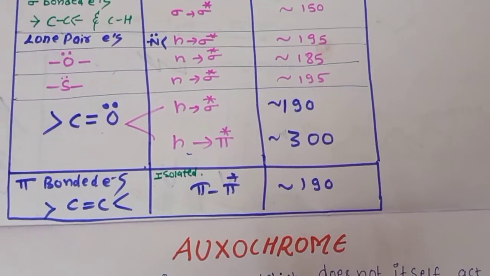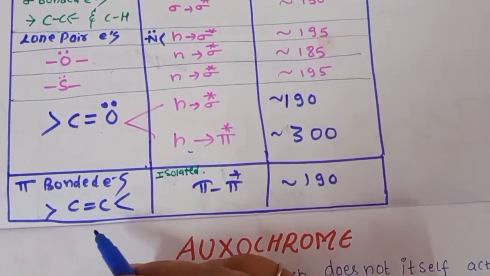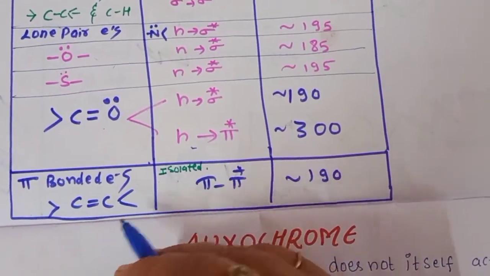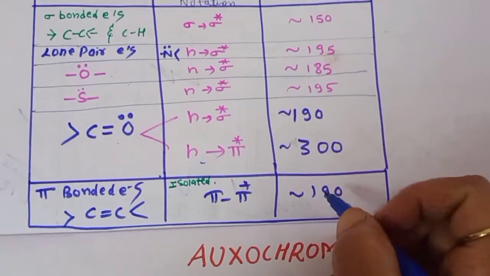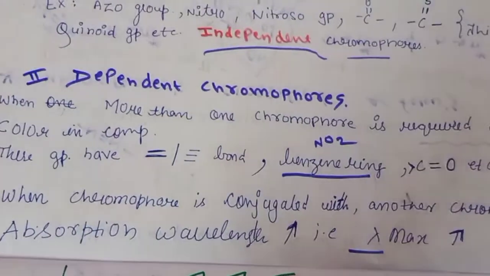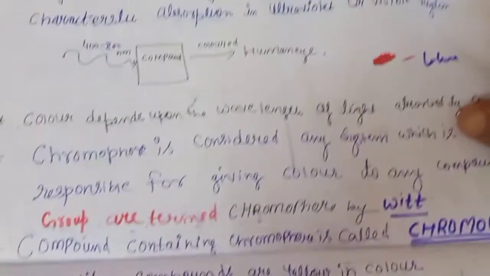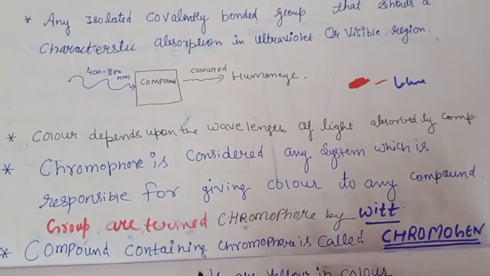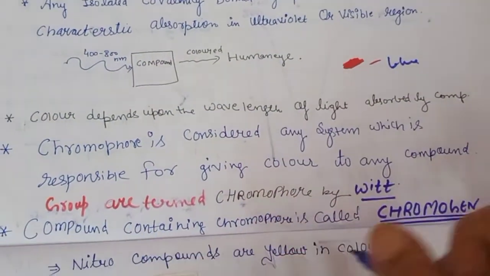If the pi bonded electrons are in alkenes and all, if it is an isolated group, the transition takes place in the 190 nanometer range. Just write these values. So this is for the chromophore. First you have to write the definition: it is any group which is responsible for imparting color to the compound.